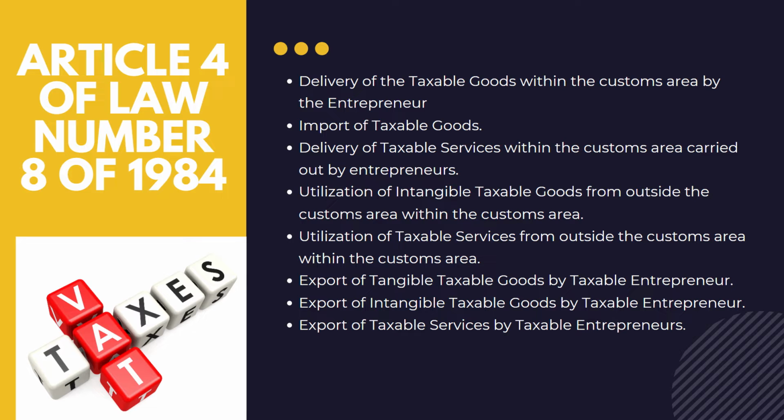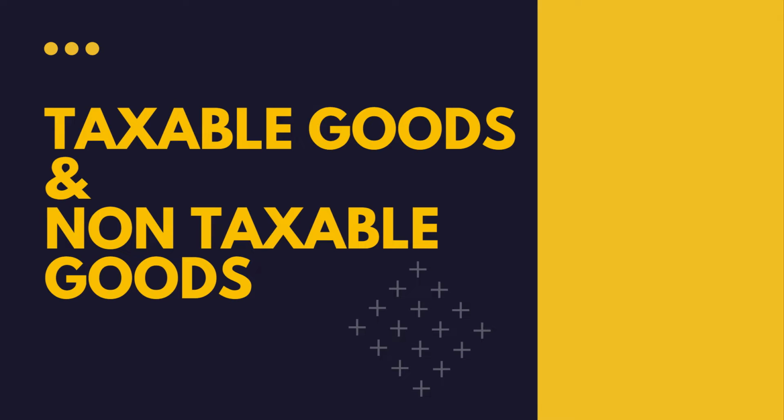The next is the export of tangible taxable goods by the taxable entrepreneur. Next is export of intangible taxable goods by taxable entrepreneurs. And the last is export of taxable services by taxable entrepreneurs. But today, we will mainly talk about the taxable goods and non-taxable goods.